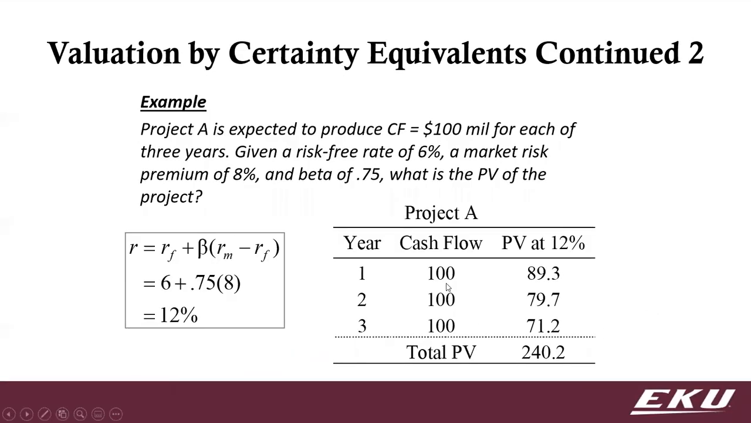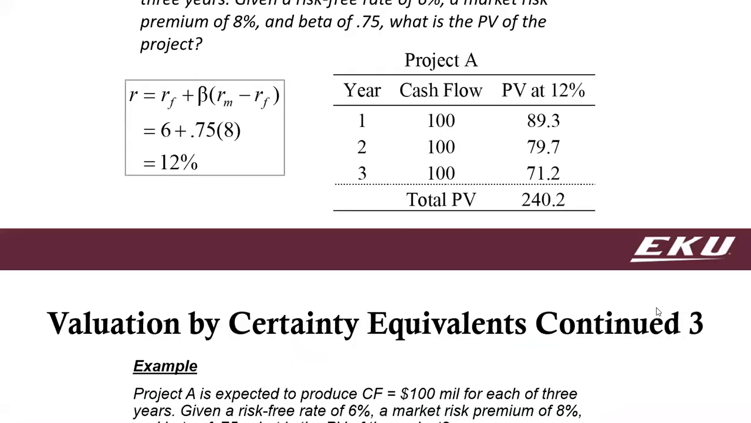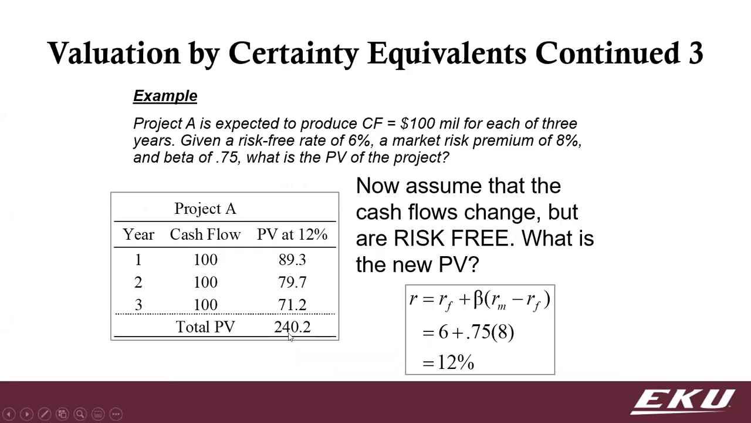Okay. So I'm getting $100 million cash flows in years 1, 2, and 3. If I discount 1 year at 12%, I get 89. 2 years at 12%, 79. 3 years at 12% is 71. So the present value for these future cash flows is $240 million at that 12% discount rate.